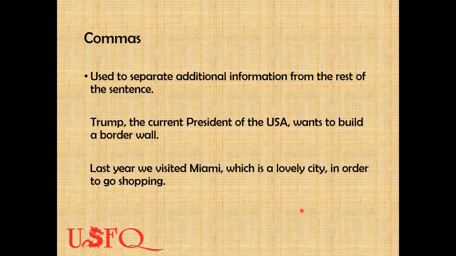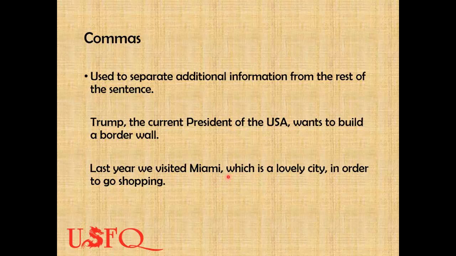There are a number of sentences and a number of ways in which we want to separate information which is additional to the main sentence from the sentence itself, and we can do that by using commas. So both of these two examples have something in common. That is that the information between the two commas is not actually crucial to the grammatical correctness of the sentence. So if we remove it and have Trump wants to build a border wall, that is a perfectly good grammatical sentence in itself. Exactly the same thing can be said of the second example.